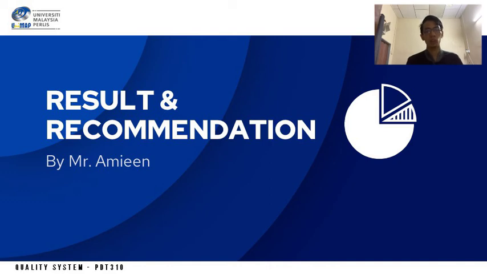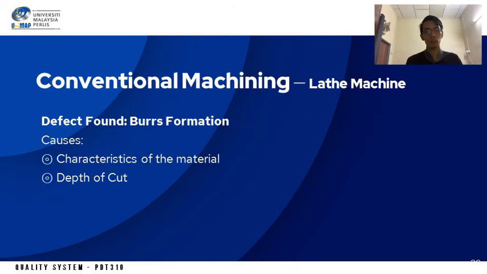So today I would like to present to you about the result and discussion. So as the result, the defect that we have found in this project is burr formation. Burr formation defect classified as the highest frequency defect that found in conventional machining. So in this project we choose conventional machining, which is using the lathe machine. The product that we proceed with the lathe machine.